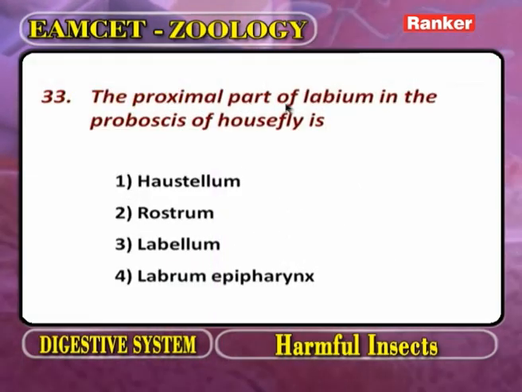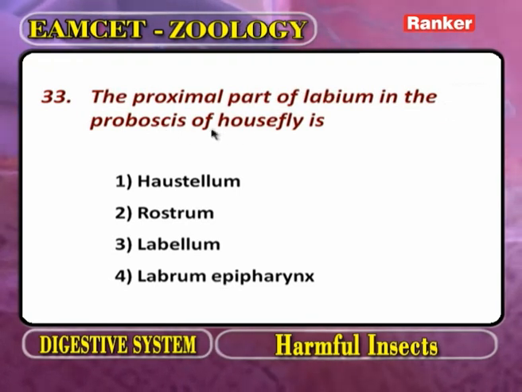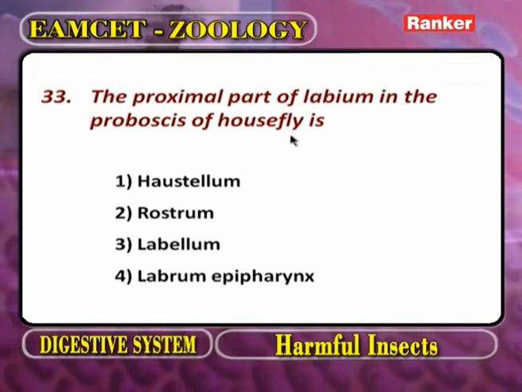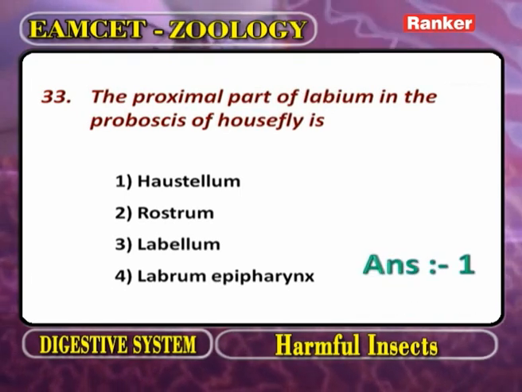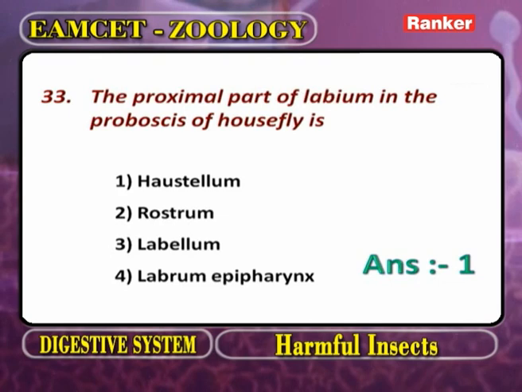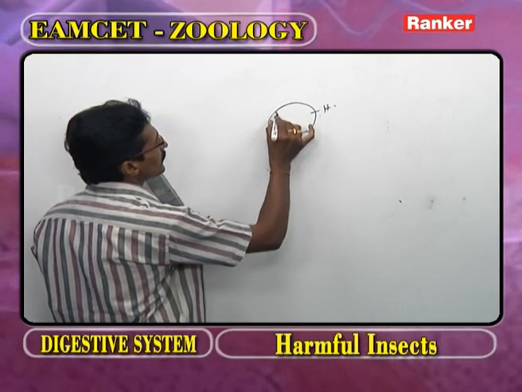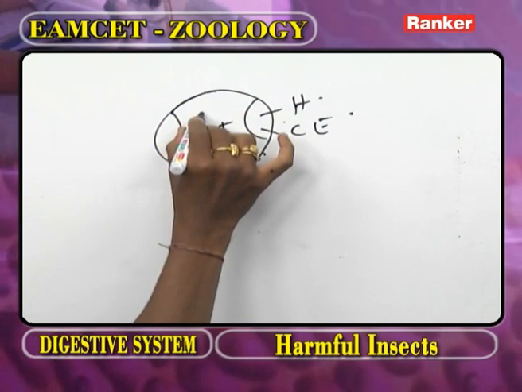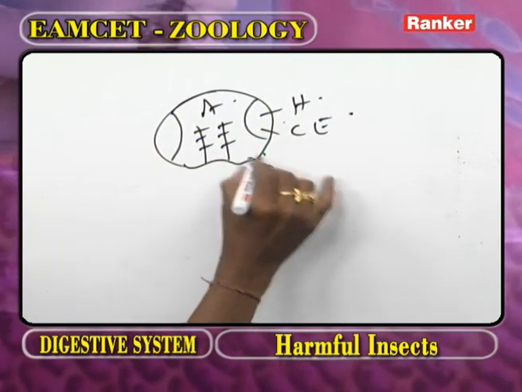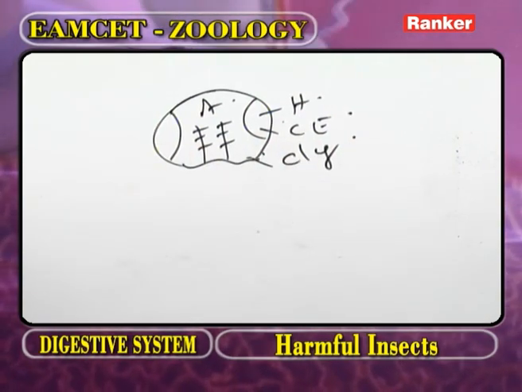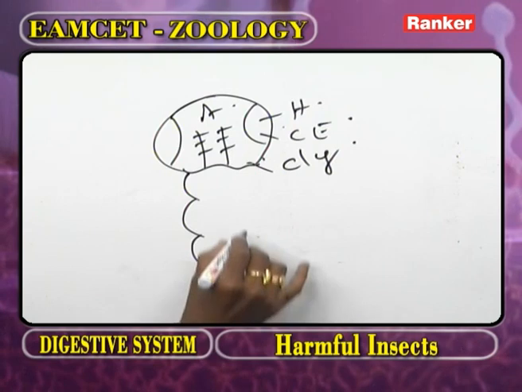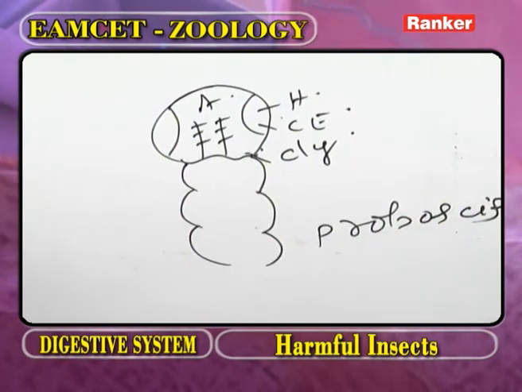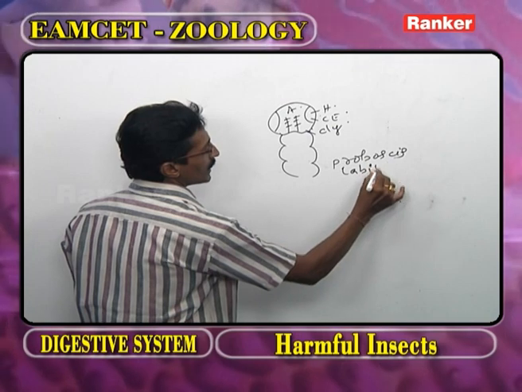The proximal part of labium in the proboscis of housefly. Now, as we observe the housefly, sponging and sucking type of mouth parts are present. This part we call the head region. These are the compound eyes, and these are the antennae. In the head region, what is the last sclerite? Clypeus. Attached to the clypeus, what is present? The proboscis. This entire part is called proboscis. The proboscis is modified labium.